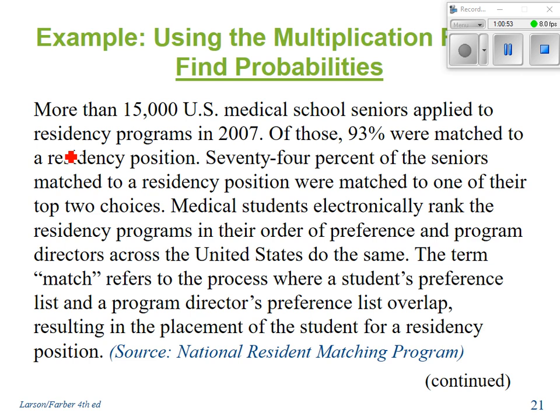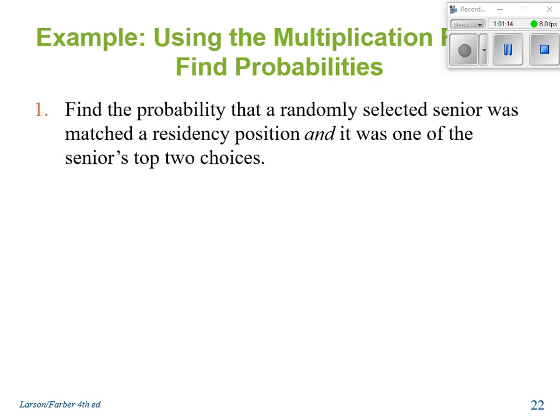Medical students electronically rank the residency programs in their order of preference, and program directors across the United States do the same. The term match refers to the process where a student's preference list and a program director's preference list overlap, resulting in the placement of the student in the residency position.